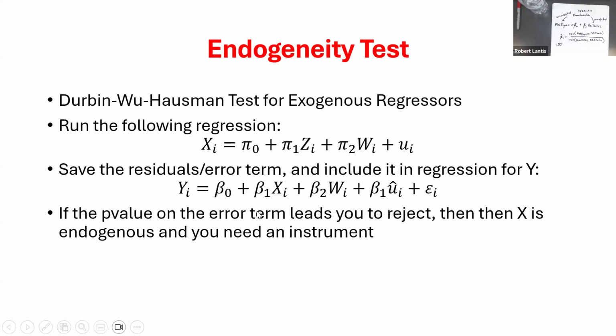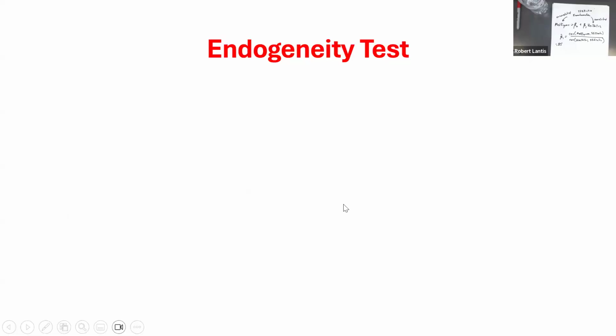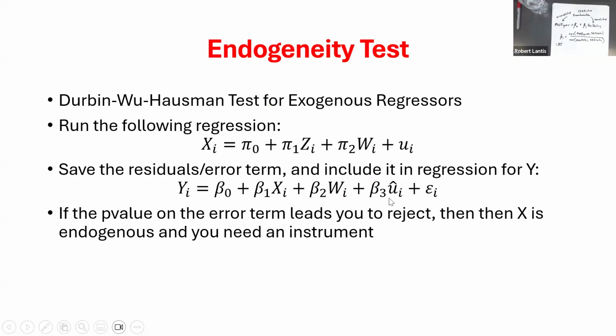I'm then going to save my residuals. Similar to when I was saving my predicted X values from the first stage, we're going to predict our residuals from that first stage and then save them. Then we include not the predicted X values, we'll use the actual X values, but our predicted error terms from that first stage. We're then going to look at beta 3, or however we write the order, that coefficient on our error term. If we can reject, finding p-values less than 0.1, 0.05, 0.01, then we're going to say that this variable X is actually endogenous to Y, and that we should be using whatever instrument we used in the first stage.